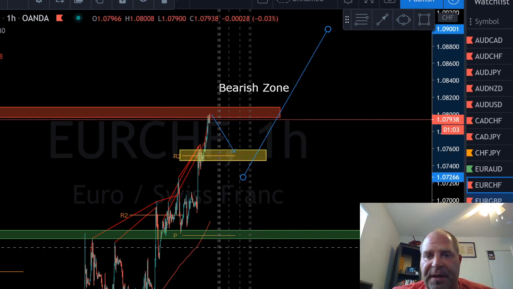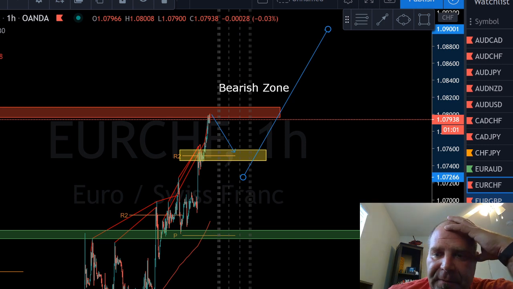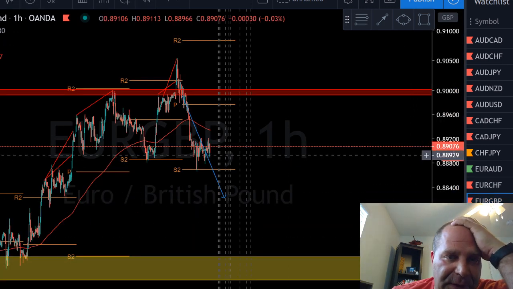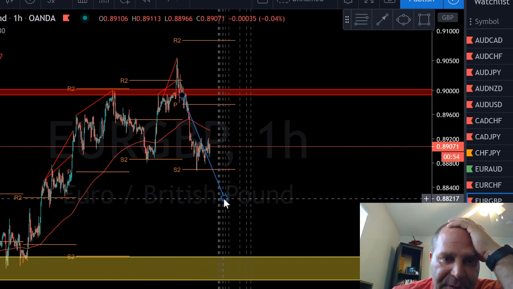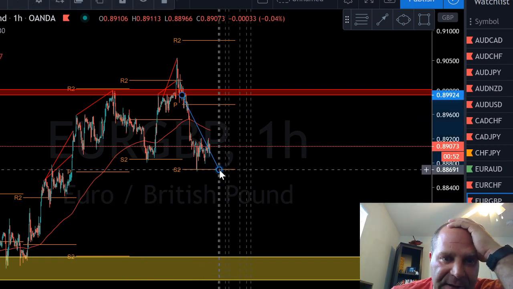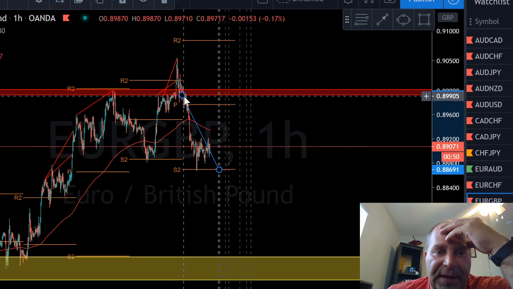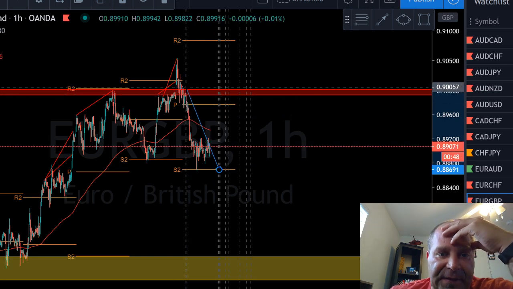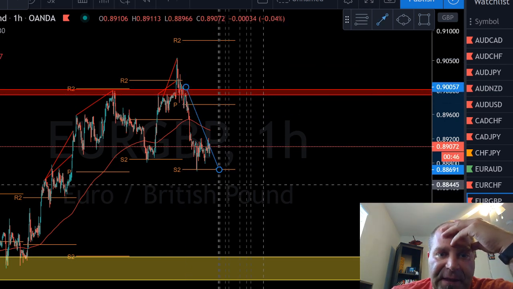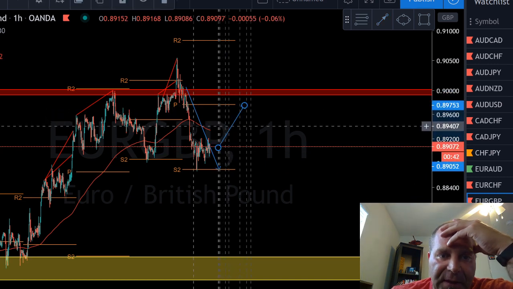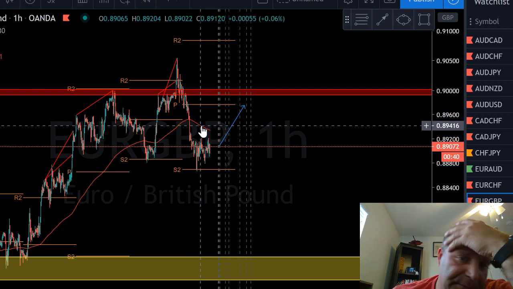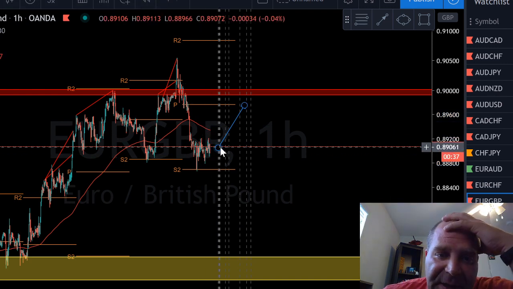Euro, British pound. Earlier in the week, we were looking at this drop. Sunday, we predicted it pretty well. It stopped on S2. Now, what I think we're going to see from here, guys, is a run back to the pivot here midweek. It's not a bad trade.